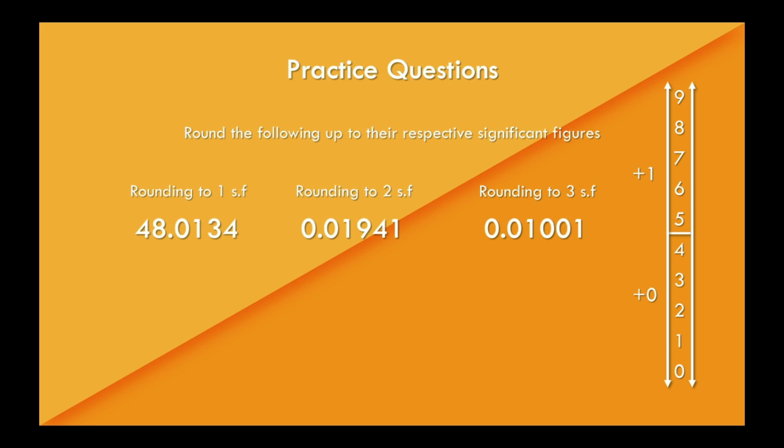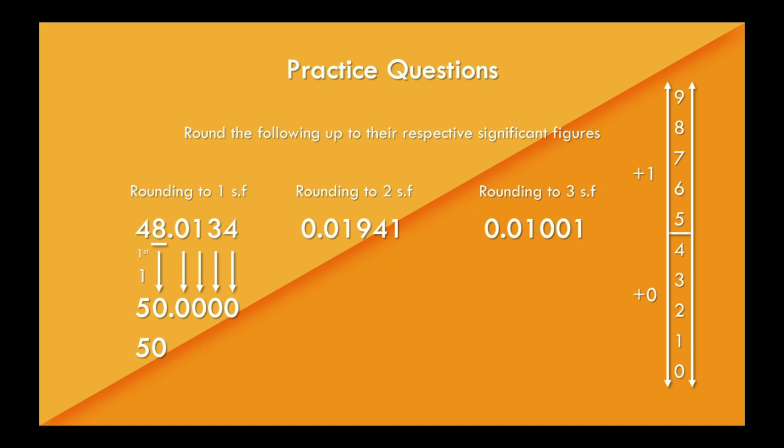Okay, so for our first question, we recognize that 4 is the first significant figure. So we look to the number immediately to the right, which is 8. Now we see from the chart that 8 rounds up, so 8 and all of the numbers to the right become 0, and 4 gets a plus 1, making it 5, giving us a final answer of 50.